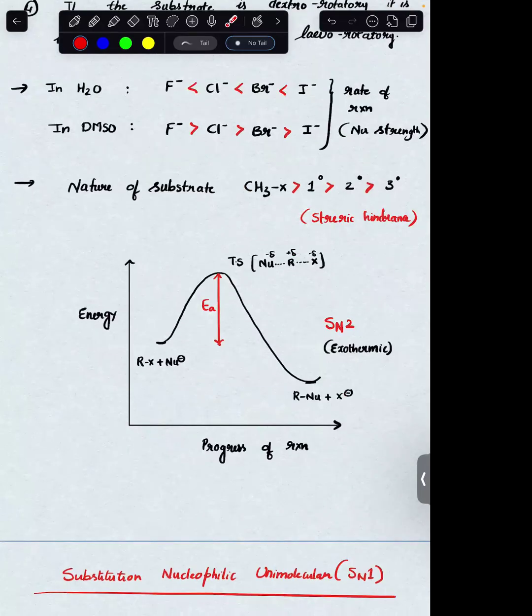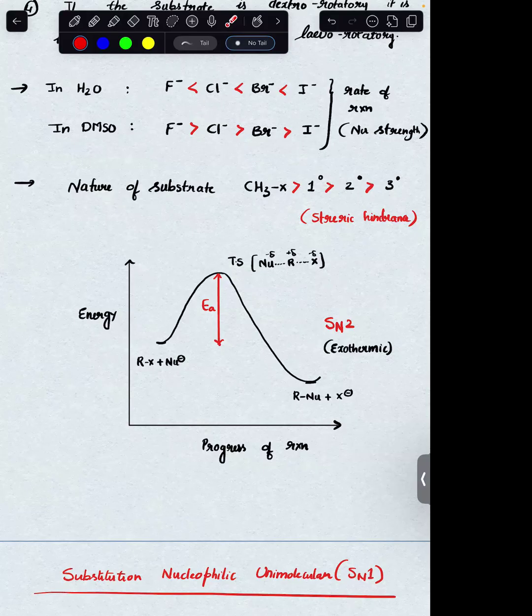If you mark the energy versus progress of reaction, initially these are the energies of reactant as well as nucleophile. And whenever you perform an SN2 reaction, it is going to be an exothermic reaction. Reason being, observe, a nucleophile is negatively charged. Whenever X is removed, X minus is also negatively charged. So you can always have a tendency for a backward reaction. That is, X minus can attack back and the nucleophile has to go out.